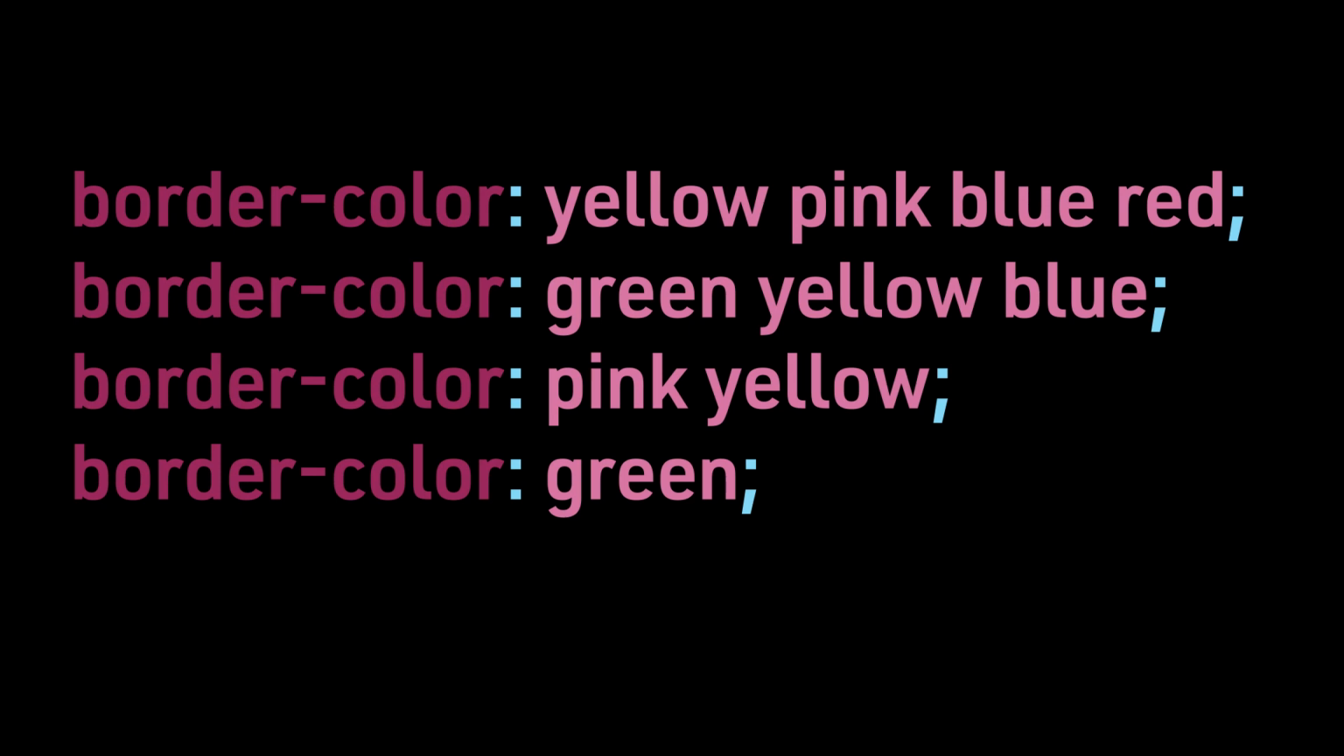With 4 values, the top border is yellow, the right border is pink, bottom border is blue, and left border is red. With 3 values, the top border is green, right and left borders are yellow, and the bottom border is blue. With only 2 values, the top and bottom borders are pink, and the right and left values are yellow. And finally, with 1 value, all 4 borders are green.